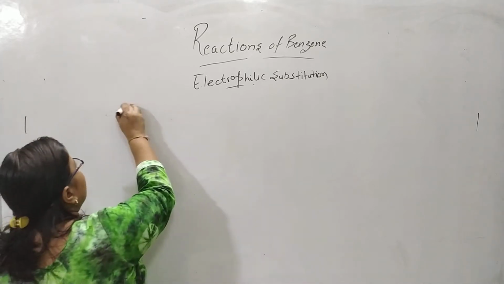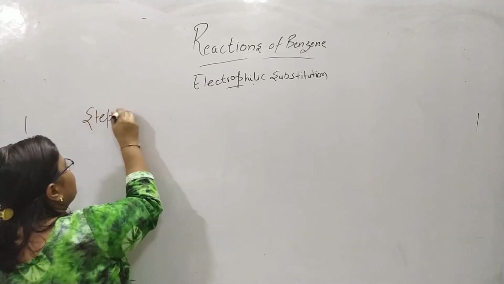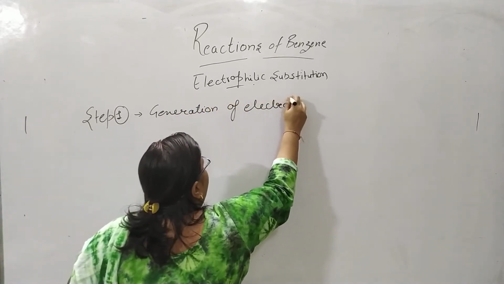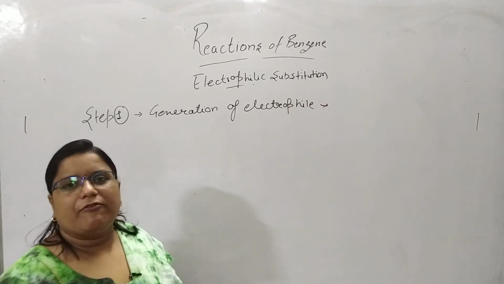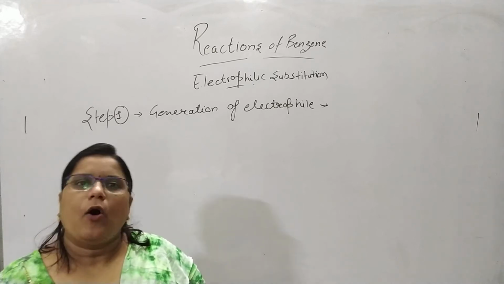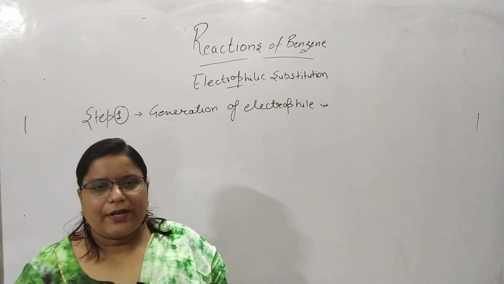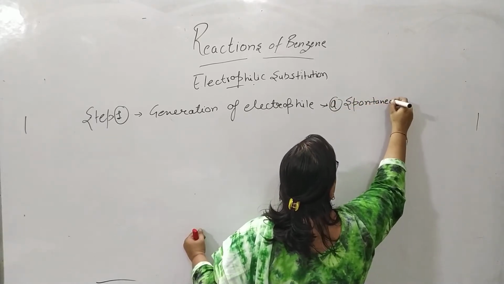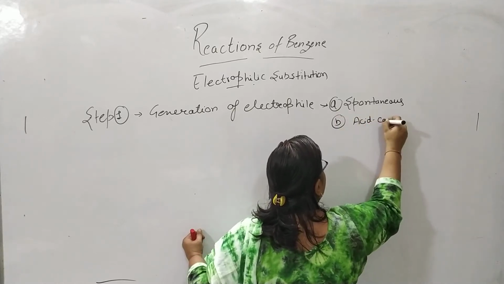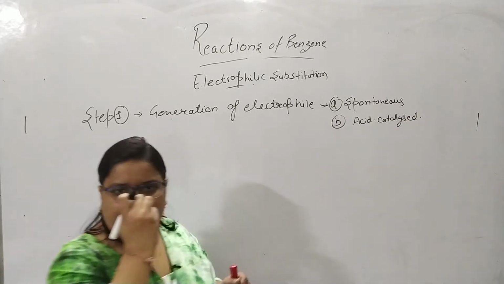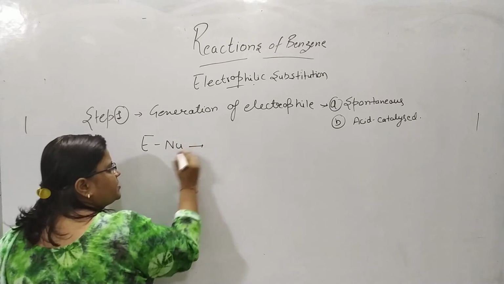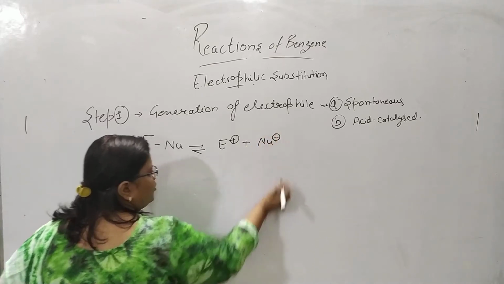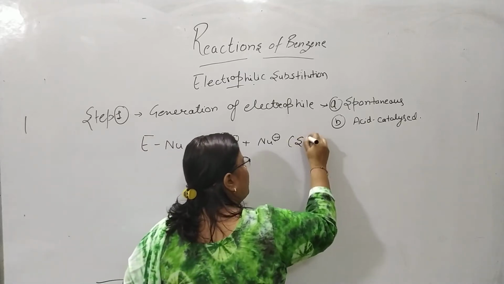Here, in step 1, the generation of the electrophile takes place. The electrophile is generated either spontaneously or by acid-catalyzed generation, with the help of an acid, a Lewis acid. Generally the electrophile is attached to a nucleophile, and in the spontaneous generation this electrophile dissociates from the nucleophile.